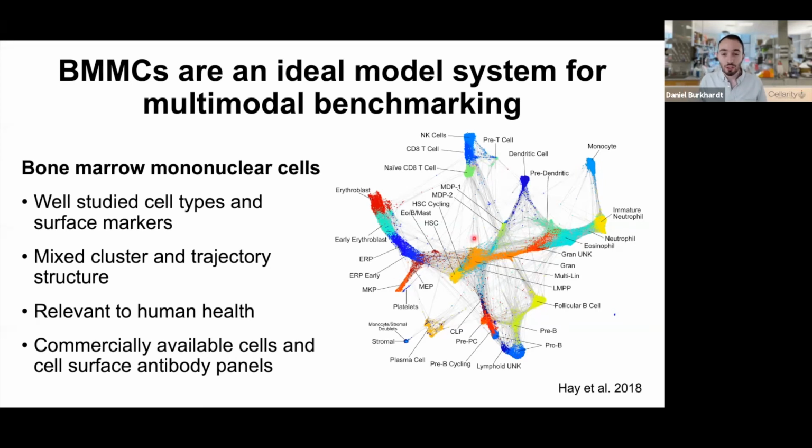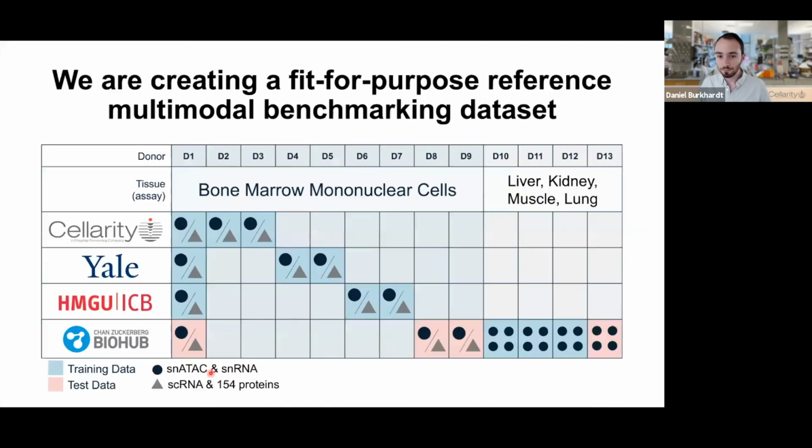It's also relevant to human health, which is something that CZI and Celerity and the genetics department at Yale and Helmholtz and BioHub are all really excited about. And then finally, they're commercially available. You can go to a vendor and ship these cells all around the world from a diverse set of donors without needing to have special licenses or relationships in place. And it helps that a lot of the surface antibody panels are focused on immune cells.